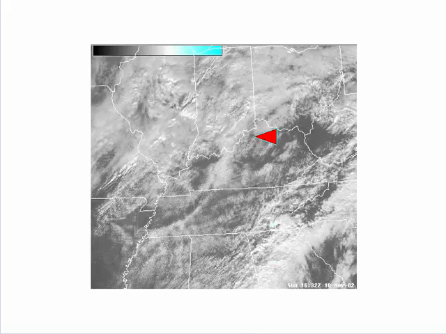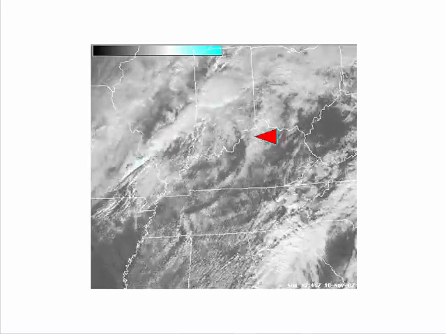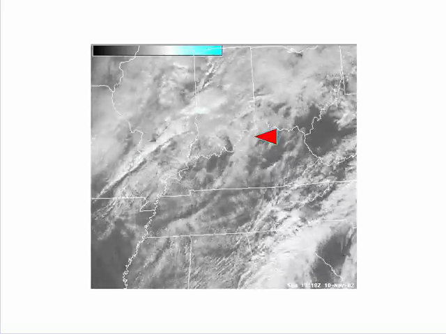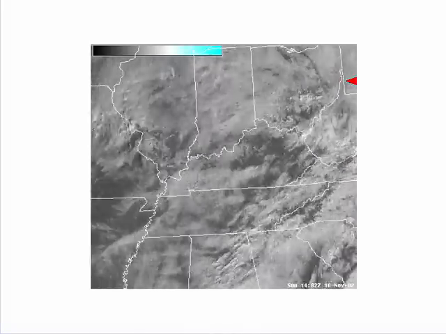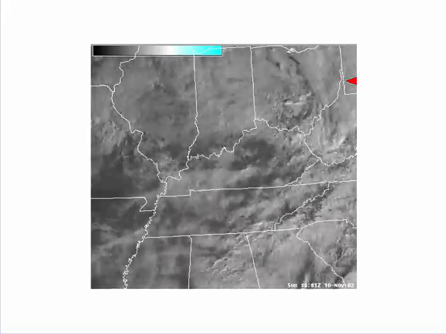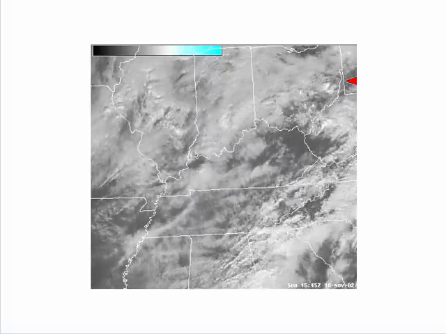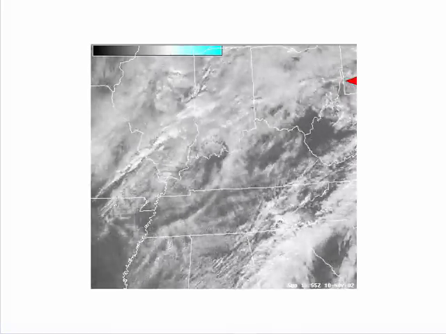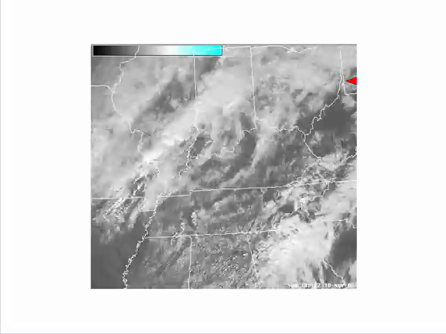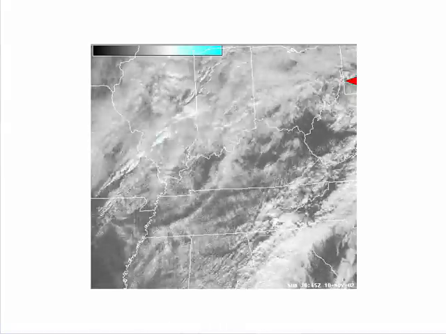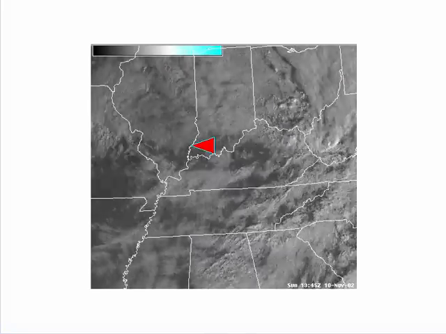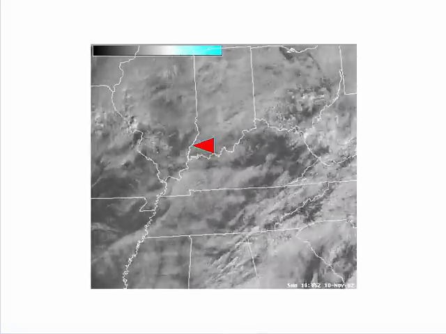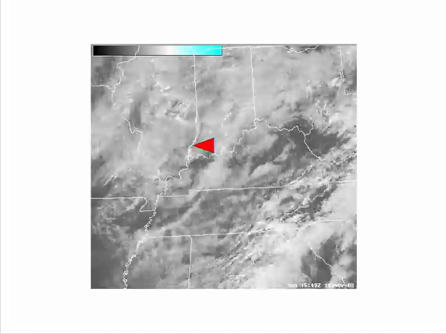What I want to do next is just turn up the loop speed and rock it back and forth. The reason is there's usually a few other things you can see, because when you run the loop fast like this and have it rock back and forth, persistent features will catch the attention of your eyes much more quickly. For example, look at this feature in extreme southeast Illinois. I'll just go ahead and draw it in here.